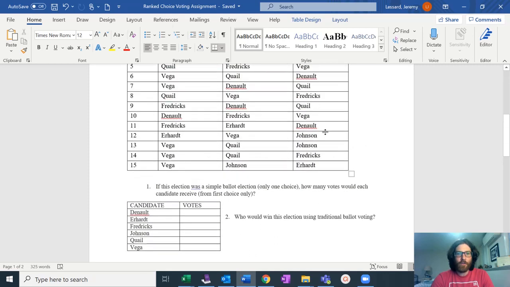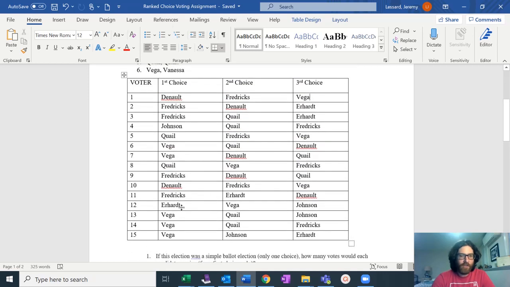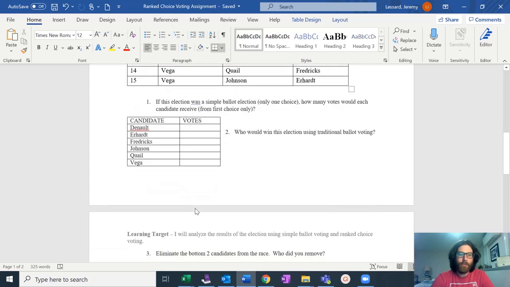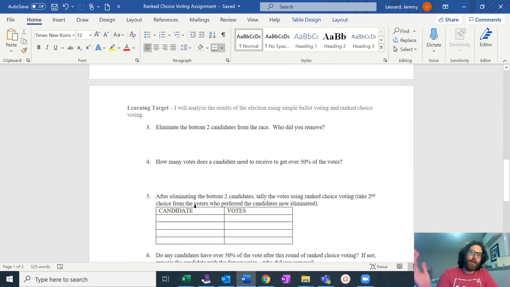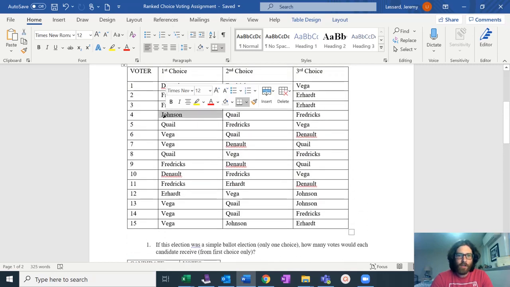So what you're first going to do is you're going to calculate, if this was just a simple ballot election, count up the first choices, who would win. Tally them up in this data table, and then you're going to move on to ranked choice voting, where you're going to first eliminate the bottom 2 candidates because they didn't get much. Then you're going to think, okay, does any candidate have over 50% of the votes? If not, you are going to tally those up again. And so if you originally removed, let's say Johnson, then voter number 4, their vote would count for Quayle rather than Johnson.